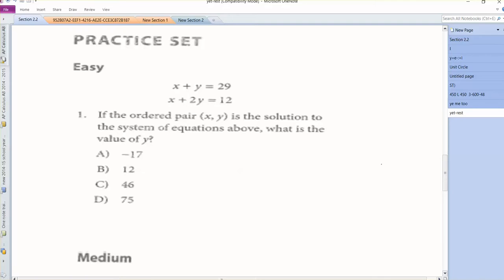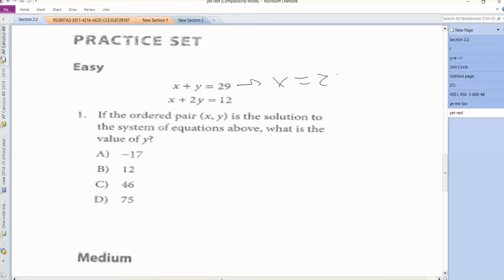x plus y equals 29, x plus 2y equals 12. We have to figure out what y equals. Now you could work backwards. You can test out, say, choice A and see what x is and then see if that's consistent with the second equation. Or you can do substitution.